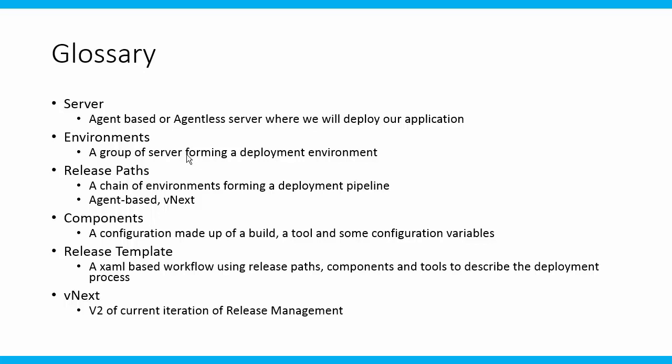Release paths are a chain of environments forming a deployment pipeline. I could have dev, test, UAT, production, and each one of those environments forms a chain as we're deploying our build throughout all those environments. There are different release paths both for agent-based and for vNext, which is the remote PowerShell version.